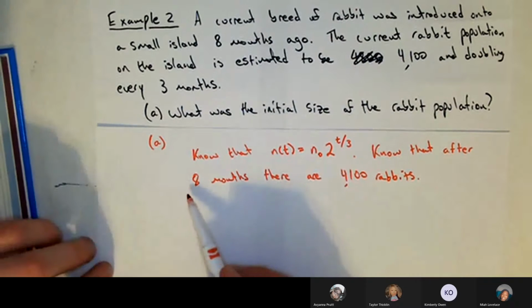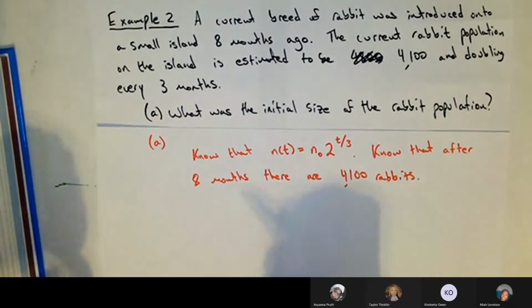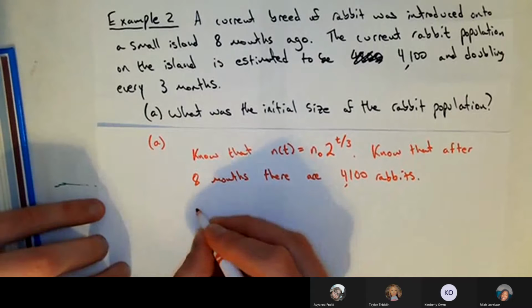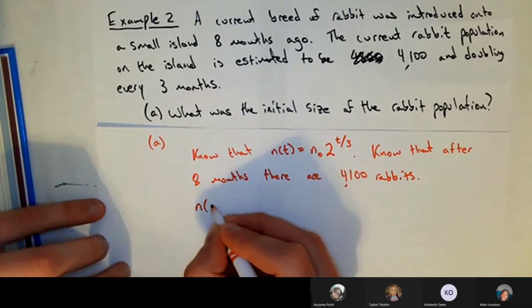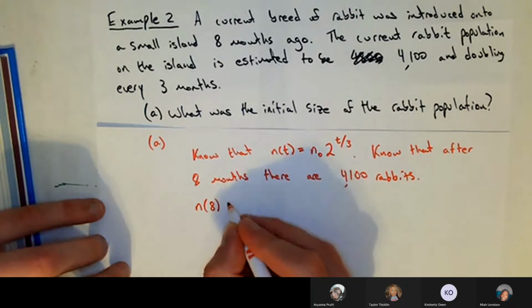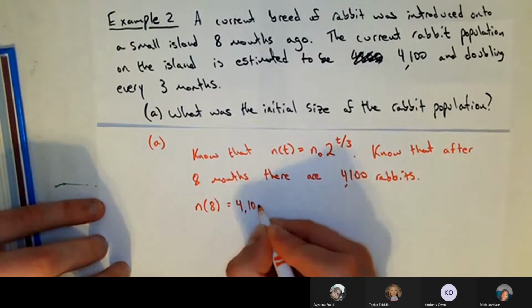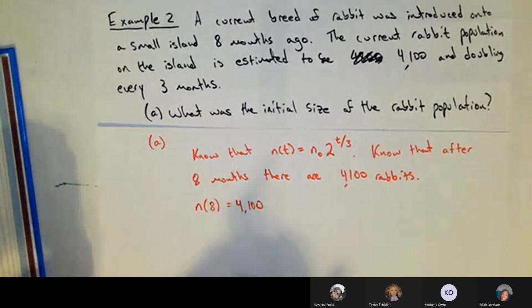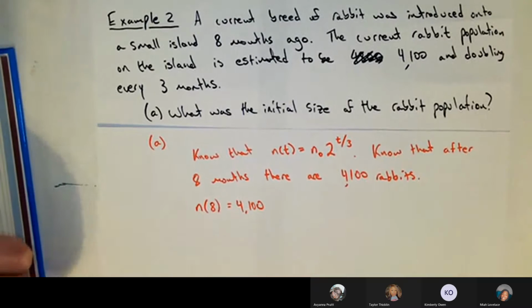So I know that t would be 8, right? Because that's a time. So n of 8, the population after 8 months is 4,100 rabbits, right? That's what this model does. It tells you, give it time and it outputs a population.